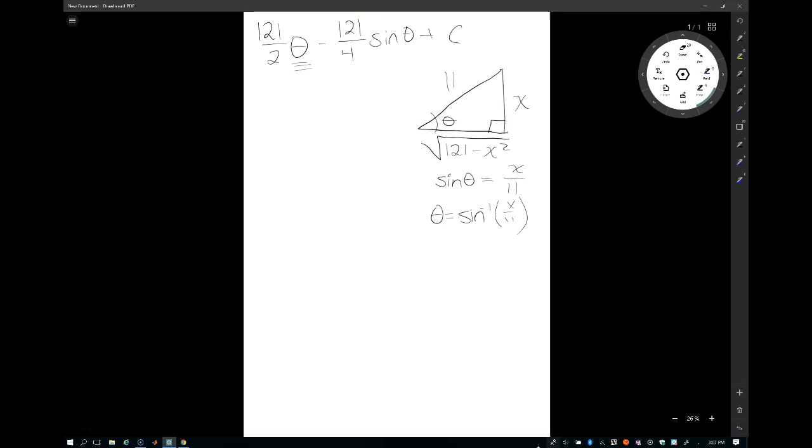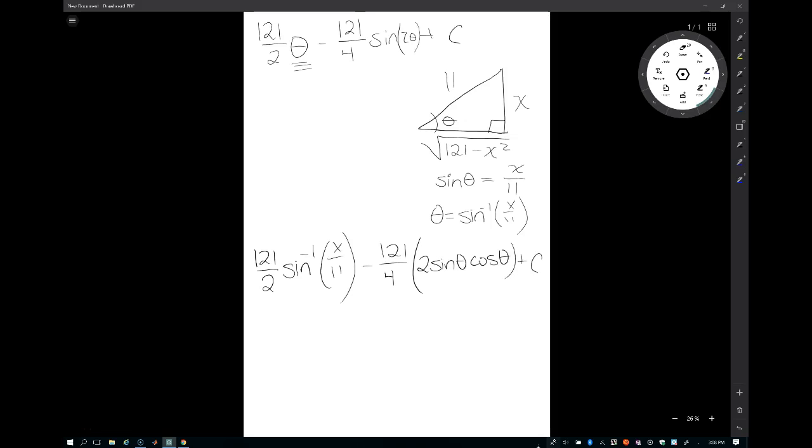And I've got one mistake here. Let me fix it real quick. We've got an angle of 2 theta here. So for the sine 2 theta, we're going to have to use a trig identity to write that out in terms of just regular theta. So far we've got 121 halves sine inverse of x over 11. That's how we're going to convert back the theta. The sine 2 theta, that's a double angle identity that says sine 2 theta is equal to 2 times sine theta times cosine theta.